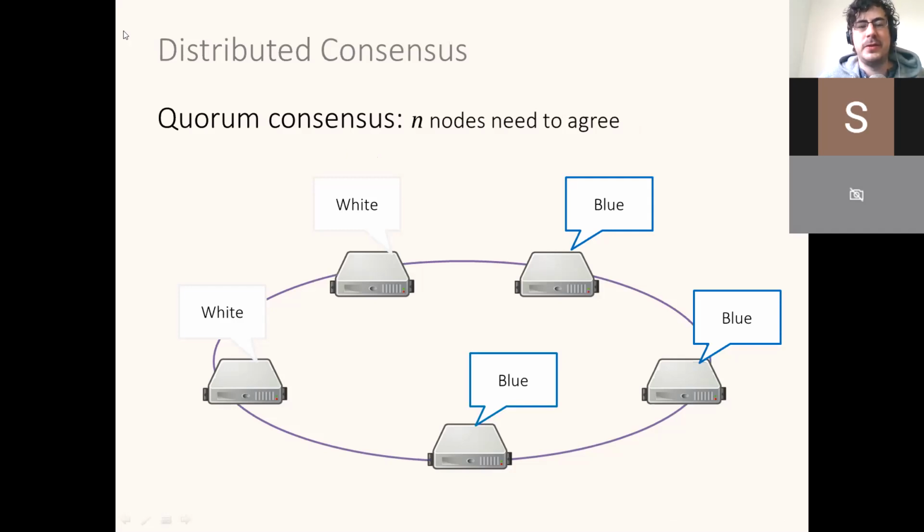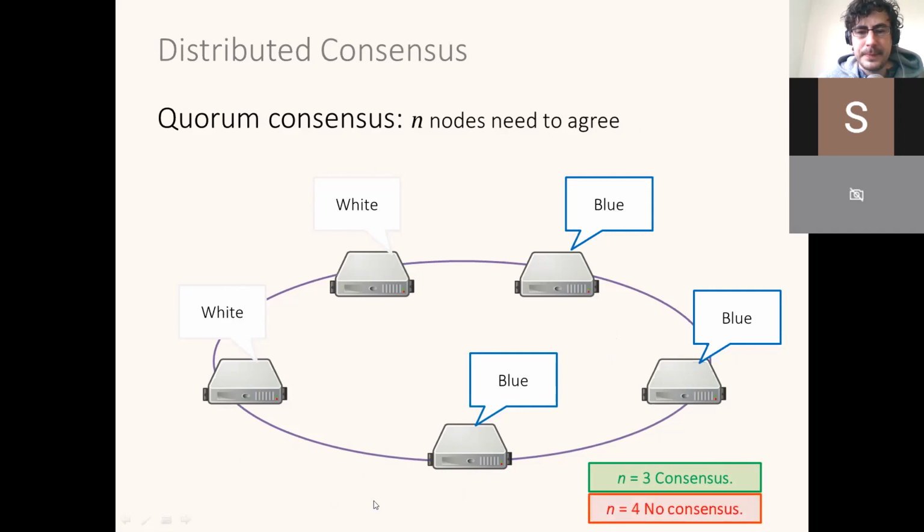Another option, and this one is actually quite common, is to specify a number of nodes that need to witness or agree on a value. So in this case, we would say n nodes need to agree. So if we have n equals 3, for example, then we have consensus. If we were to say n equals 4, we wouldn't have consensus, right? So n equals 3, consensus because we have blue 3; n equals 4, no consensus.